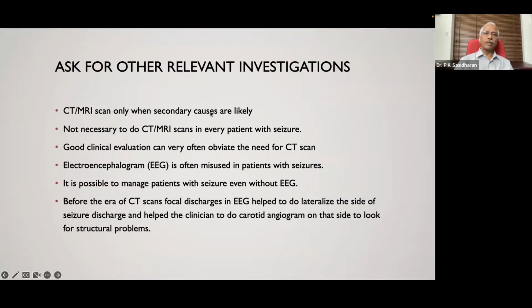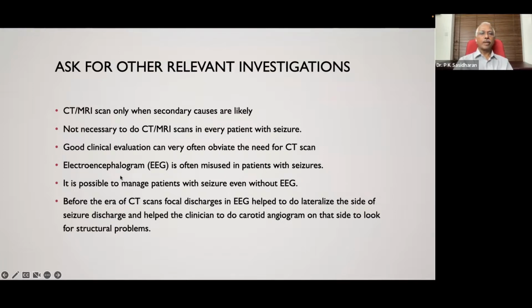CT and MRI only when secondary causes are likely. In fact, all patients with seizures do not require CT and MRI. It's not necessary to do CT or MRI scans in every patient with seizure. Good clinical evaluation can very often obviate the need for a CT scan. EEG is often a misused investigation in patients with seizures.